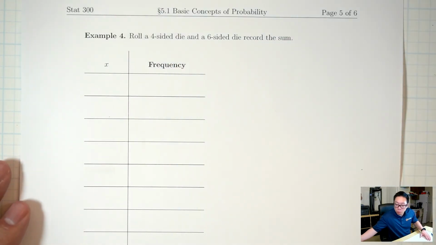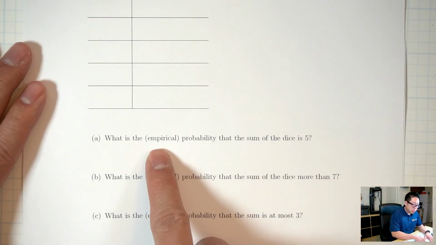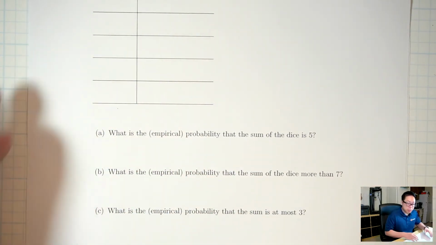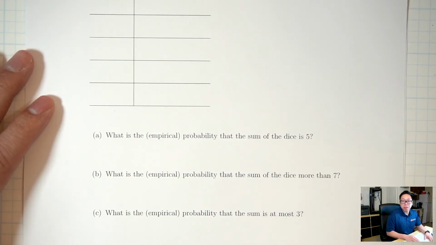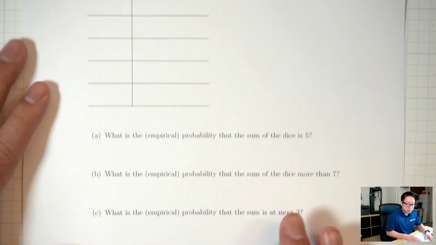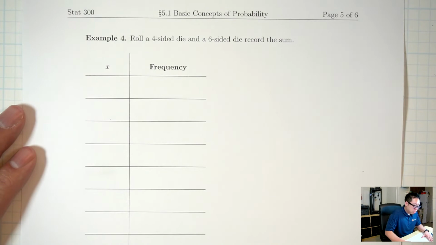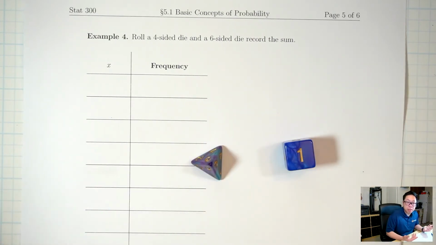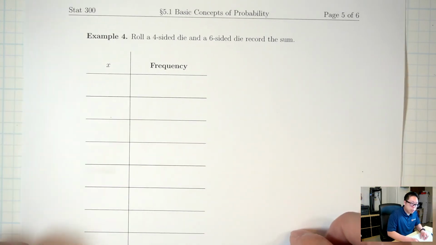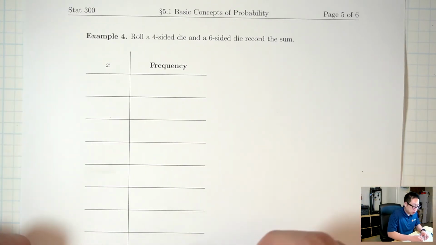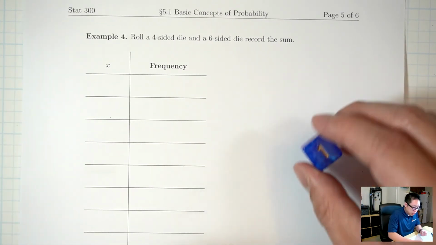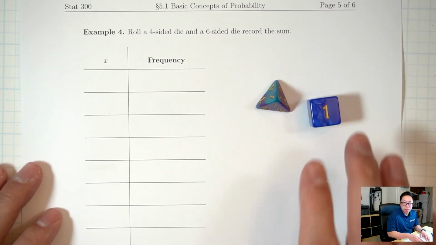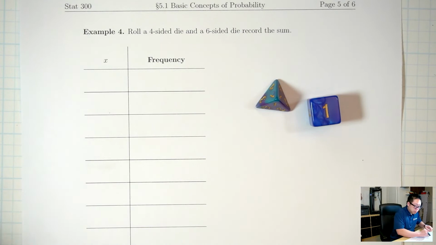So in example 4, I'm asking for the empirical probabilities. So now I want the probabilities from actually doing the experiment. And what I want to do here is just compare the answers and see what we get. So we're going to roll a 4-sided and a 6-sided, and then we're going to add up the numbers. So I'm going to list out all the answers I could get. The smallest number I could get is if I get a 1 on the 6-sided and a 1 on the 4-sided. So add those up, that would be a 2.